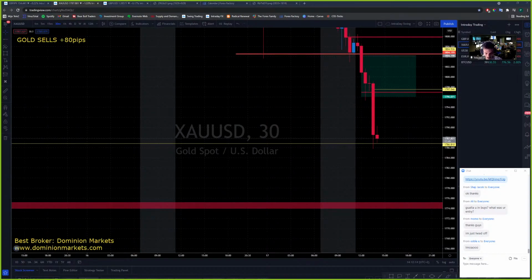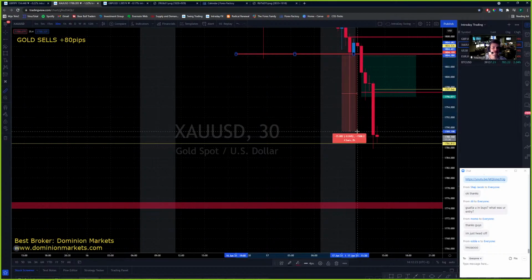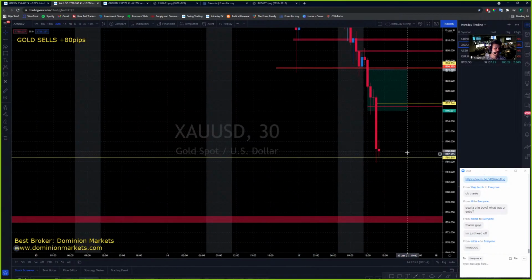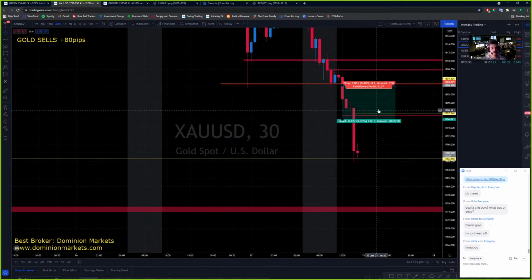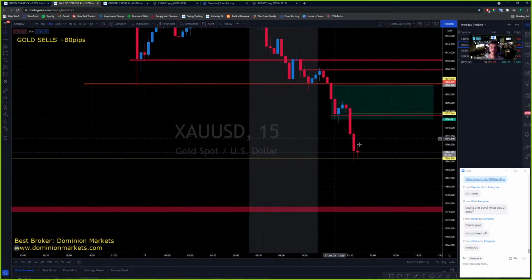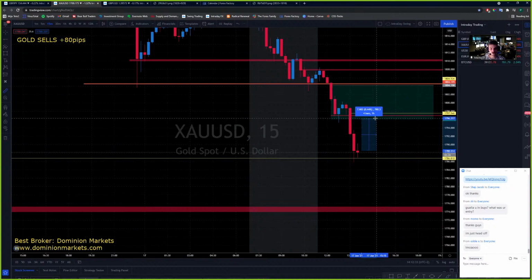Now gold is showing less movement because NYSE is about to open. The move down has already happened and now it's NY open, and NY open might just consolidate a little bit or go back up to do a retracement.